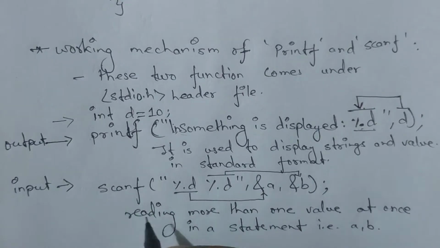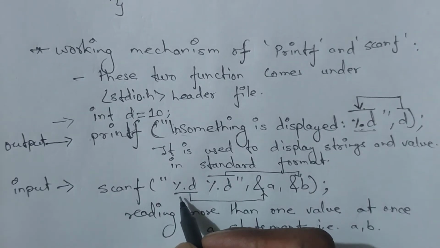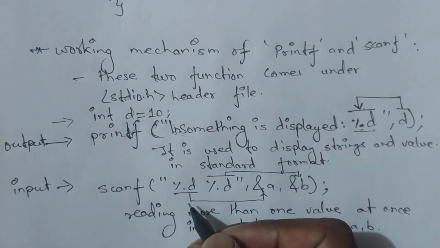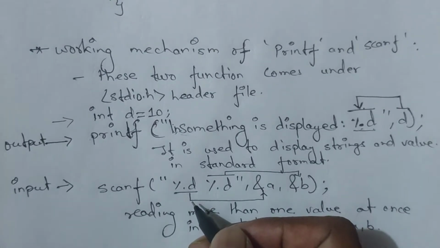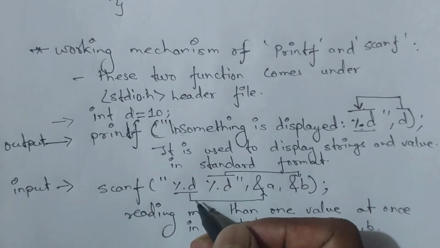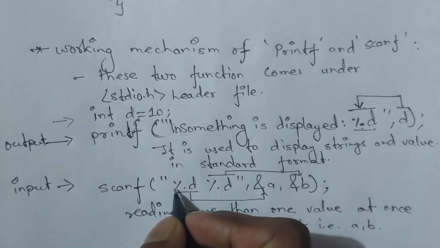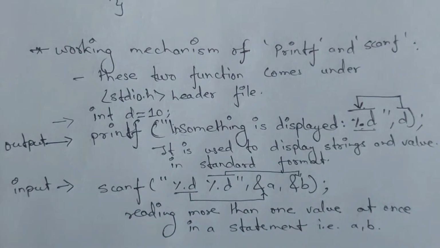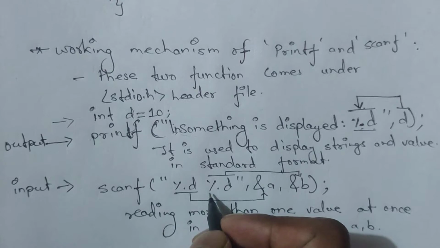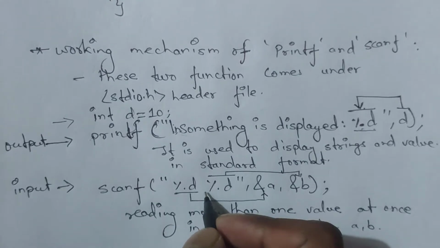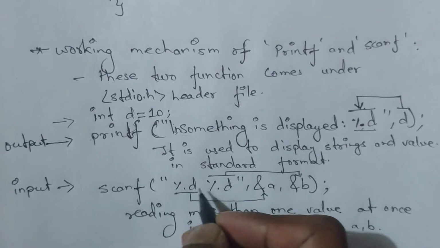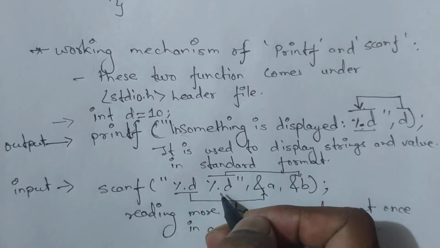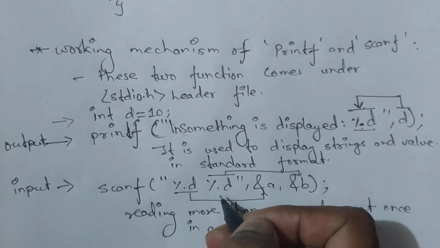So scanf is used for input functions, and you can see it is just the reverse of how we did printf. See, double quotes are here, and %d, %d are inside. Between them there are no commas or anything else. If you write commas or anything else except %d and %d or something like %s, then the compiler will throw an error.